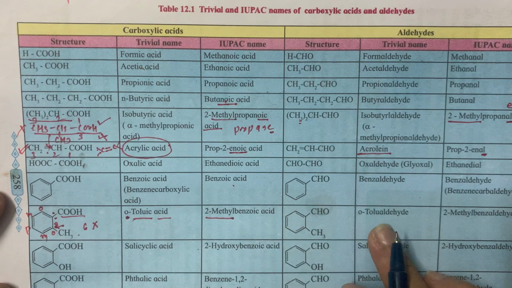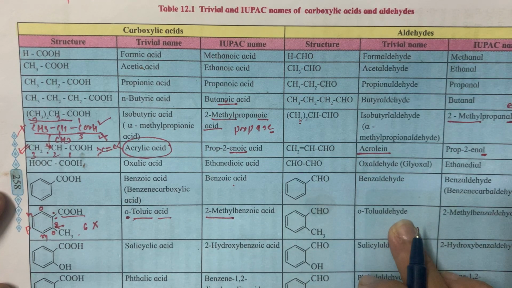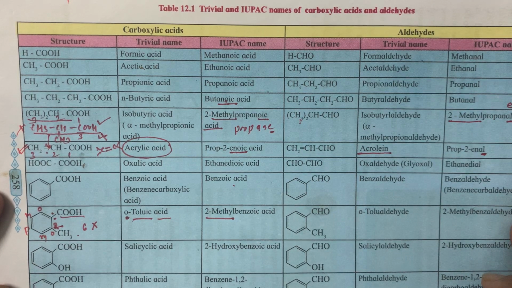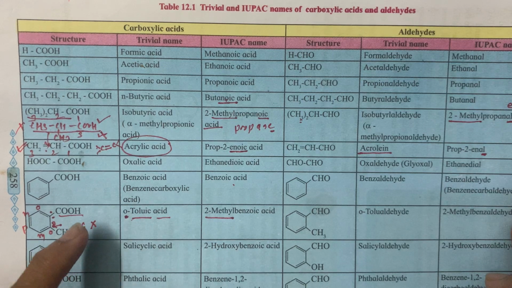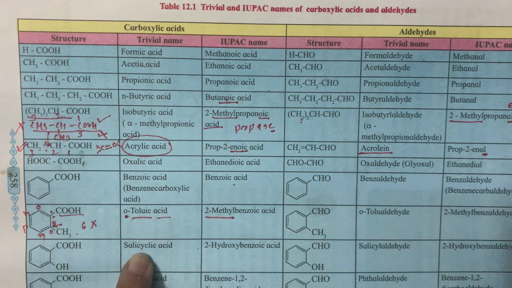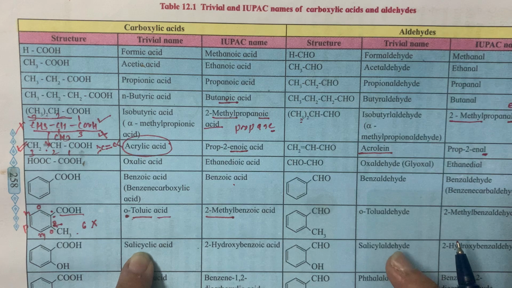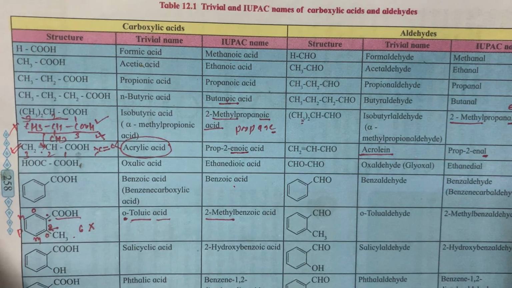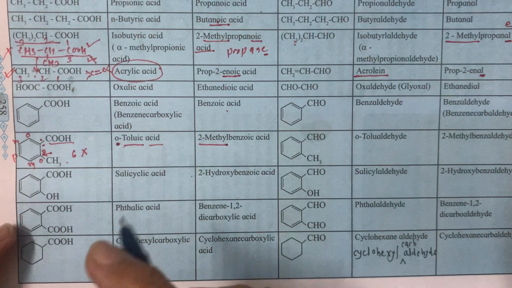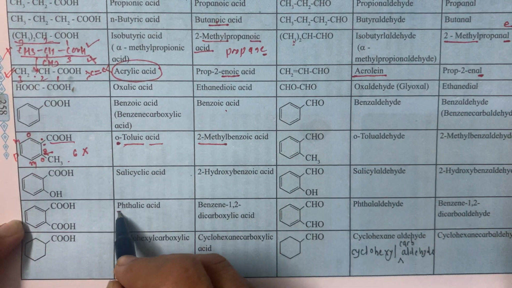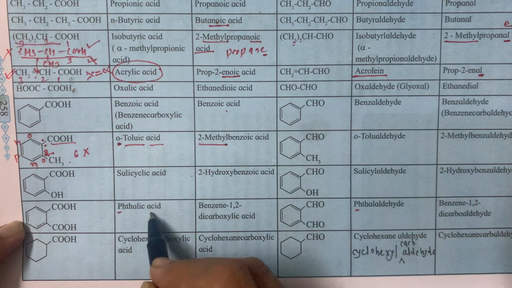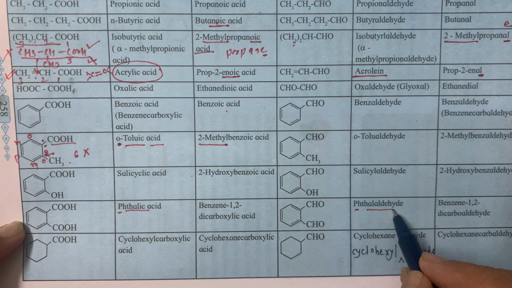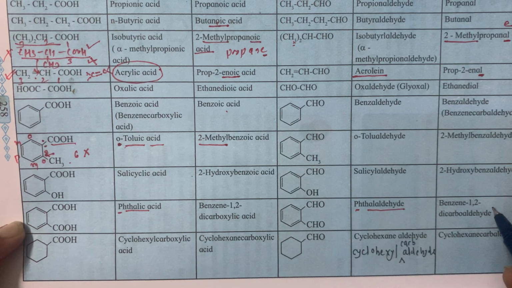Similarly here, this is orthotolualdehyde, and this is 2-methylbenzaldehyde. Okay, these are the important things. The different examples like salicylic acid and salicylaldehyde I explained before. Then this thing is cyclohexane, that I also explained before. Here it is phthalic acid, where P is silent. So we are just saying phthalic acid, phthalaldehyde.